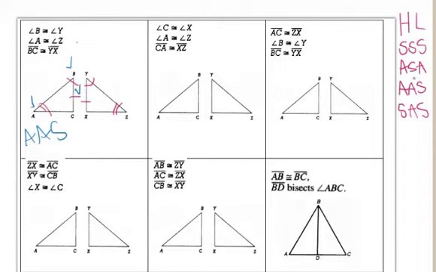Is that one of my possibilities? Yes, so this is our answer. So these two triangles are congruent by what we call angle, angle, side. Let's move on to the next one.